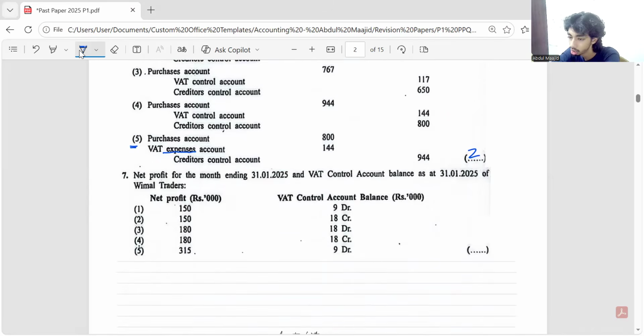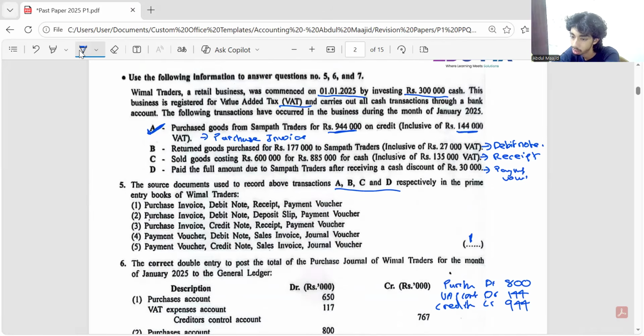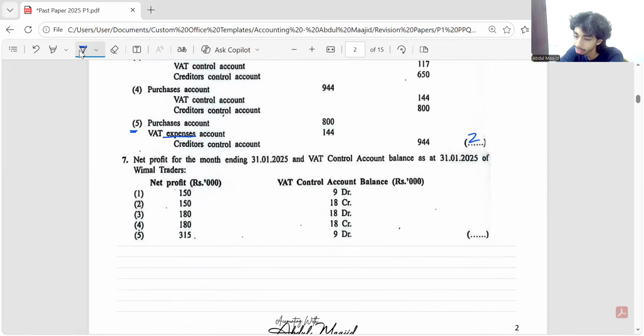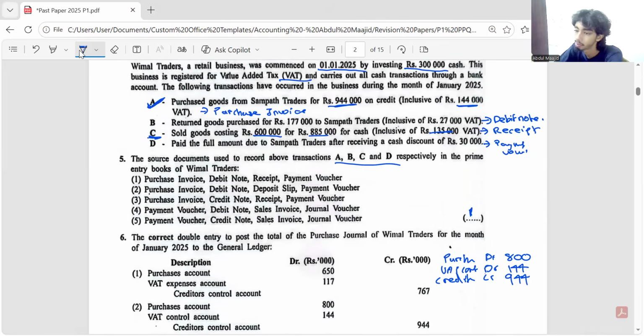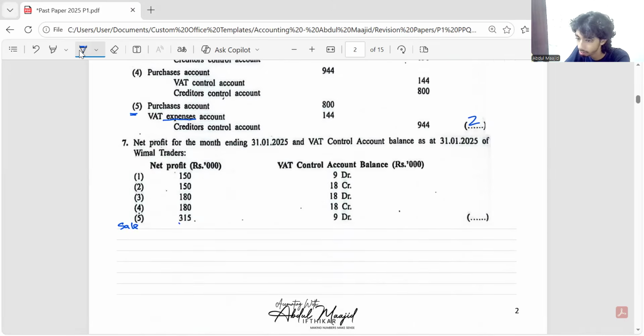net profit for the month and VAT control account balance as at 31st Jan of Vimal Traders. Okay, so here, this is the only sales related transaction: sold goods costing 600,000 for 885 for cash, including a VAT of 135. And how much will be the sale value? The sale value will be 885 minus the VAT amount 135. The selling price of that would be 750.